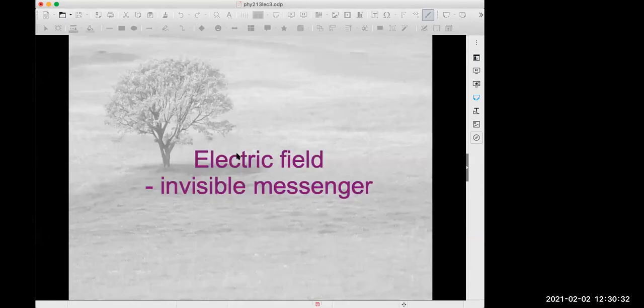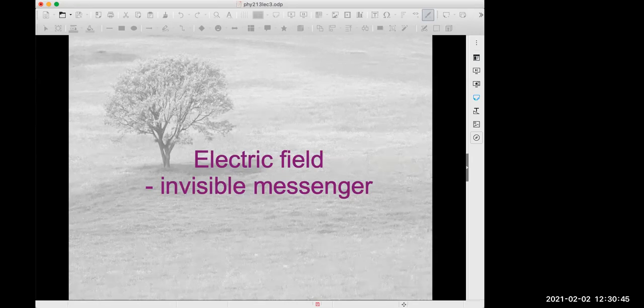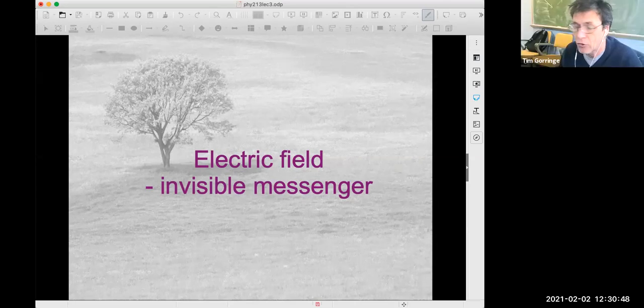Today's class, we're going to move on from discussing the electrical force between electrical charges to actually calculate and explore the electrical field that's created by electrical charges. And the bottom line is that electrical forces between electrical charges are conveyed by, carried by, mediated by something we call the electrical field. And today's class is all about the electrical field.